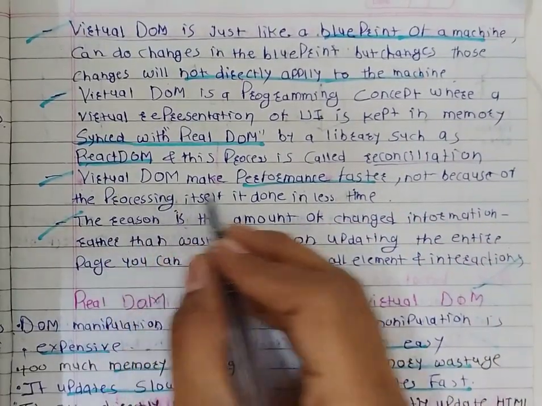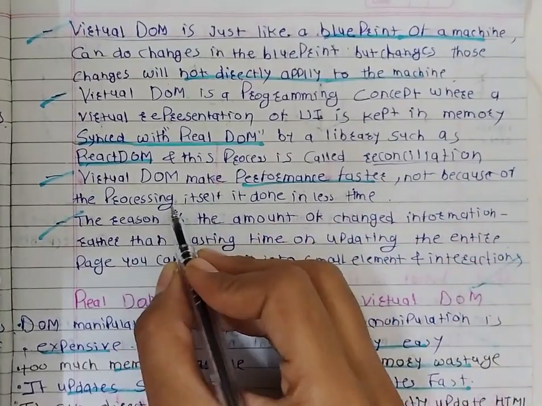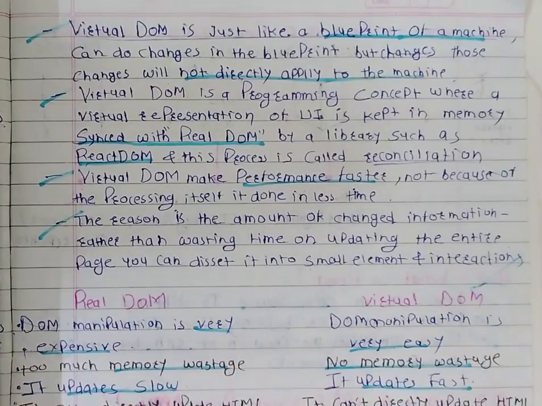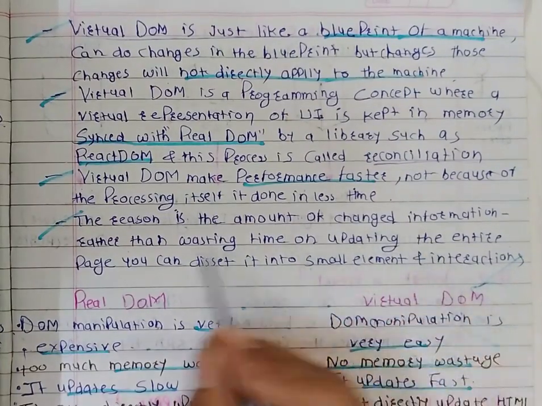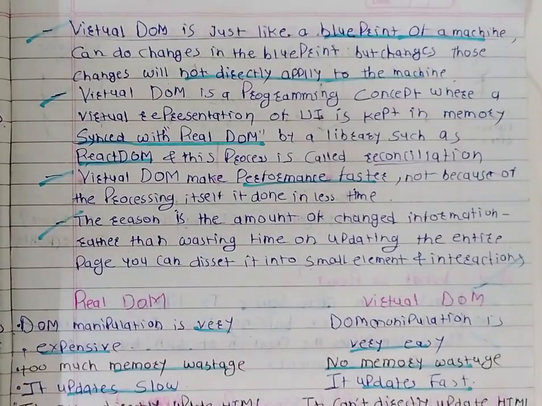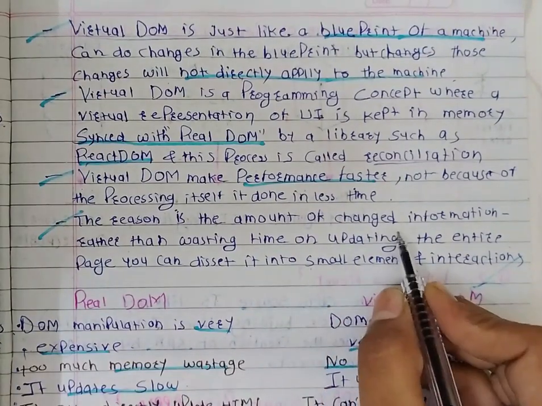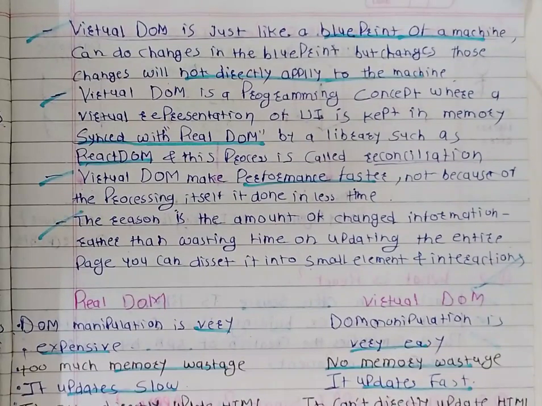And virtual DOM makes performance faster, not because the processing itself is quicker, but because it does all the processing in less time. The reason is the amount of change information, rather than wasting time on updating the entire page. You can dissect it into smaller relevant interactions. So that's all. Then we are going to see the difference between real DOM and virtual DOM.